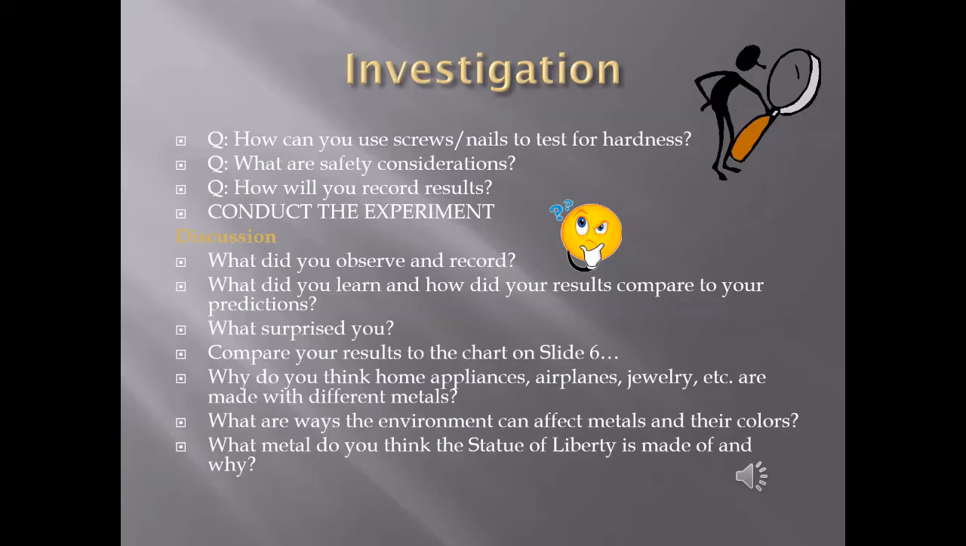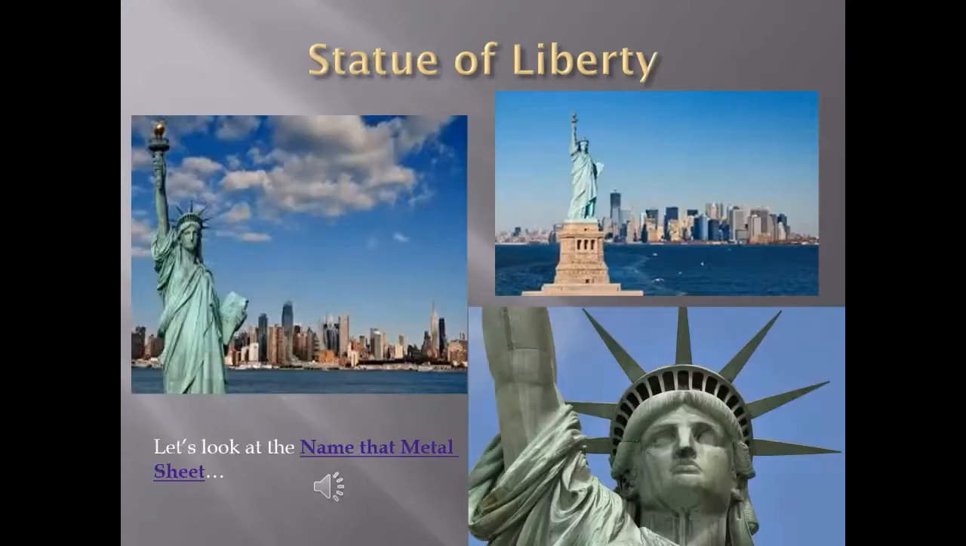Afterwards, ask what they observed and recorded, what they learned, how their predictions panned out, and what surprised them, and go back to that chart on slide 6. Ask them why they think home appliances and so on are made with different types of metals, and how the environment may affect metals and even their colors. Ask them what metal they think the Statue of Liberty is made of and why. Then display pictures of the Statue of Liberty.